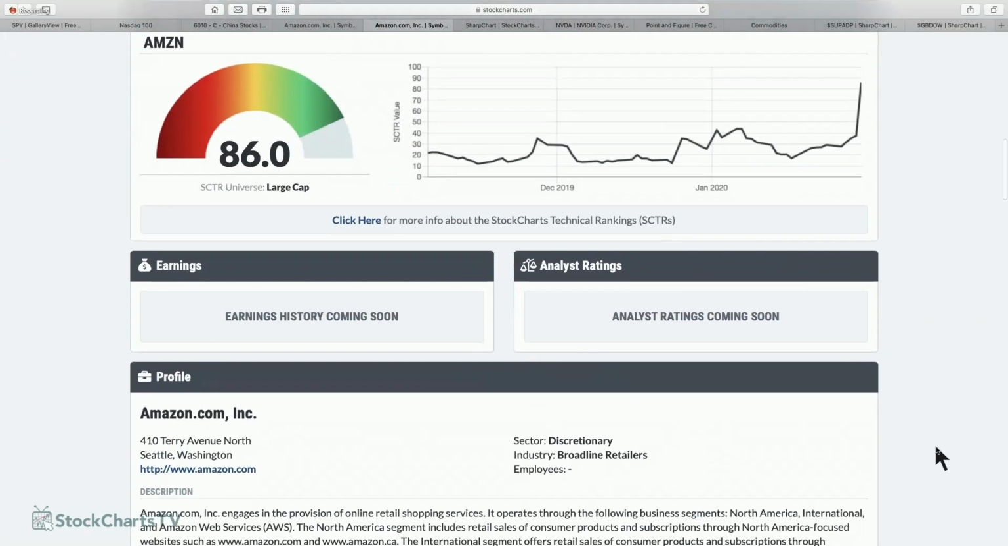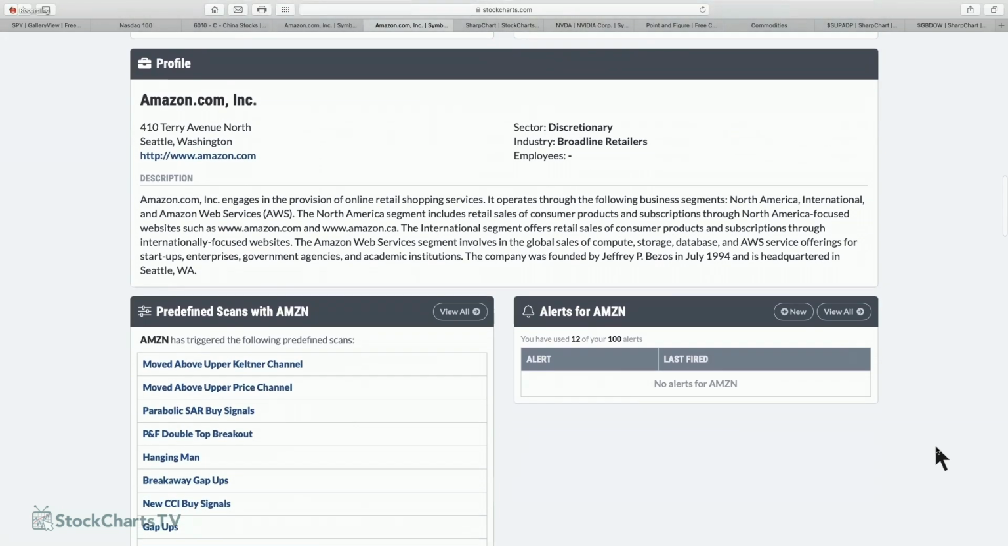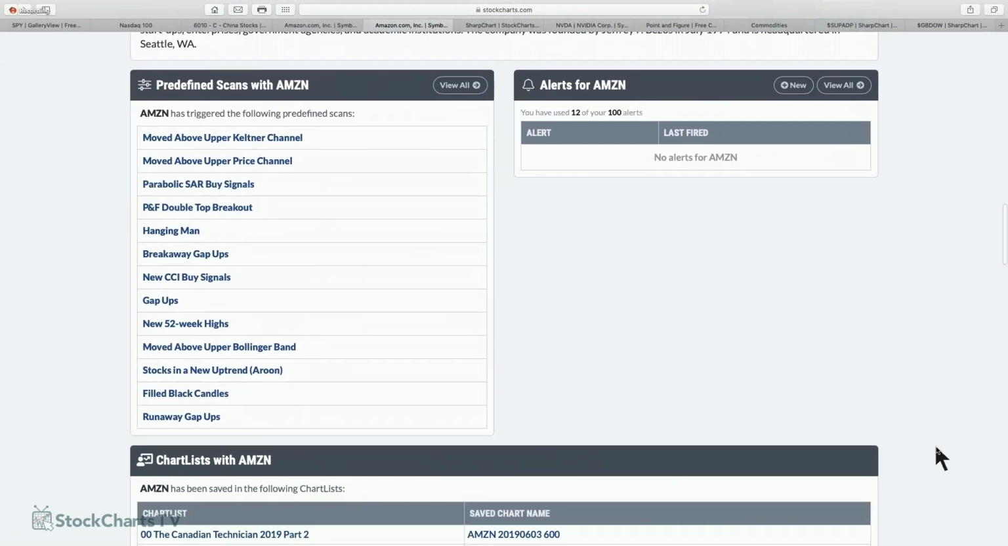Just a few other things that I haven't pointed out yet on the stock. So when you look for Amazon here, one of the things you're going to see is any of your predefined scans. So StockCharts has a list of predefined scans. And as a stock goes through some of those signals, it'll tell you what's happening. So as an example, Amazon has all of these positive predefined scans that happened today. It was pretty much listed and they broke it. So they broke above the Keltner channel and the price channel, et cetera.